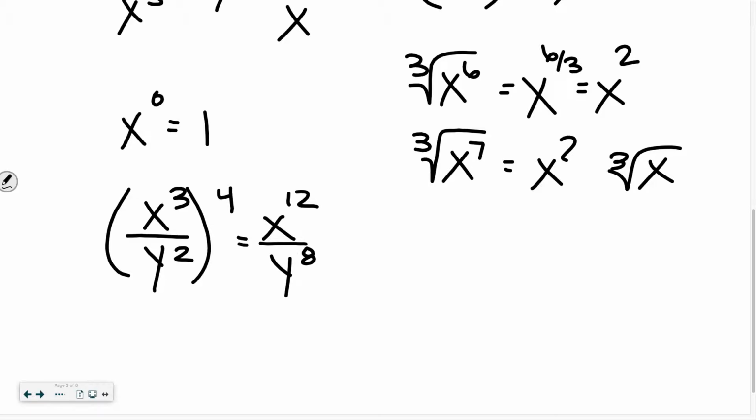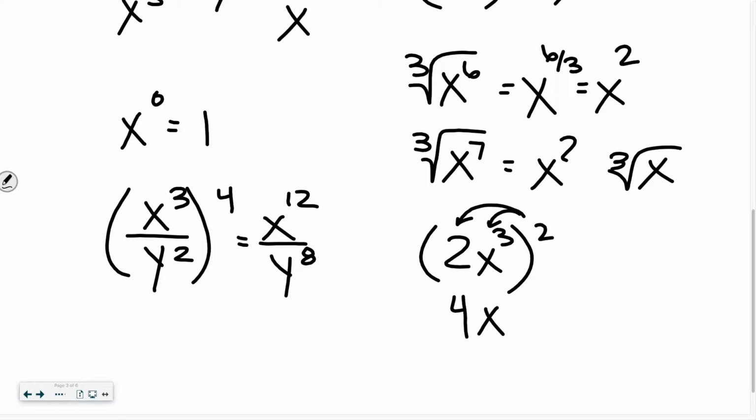And the same thing for something like 2x cubed. If I square that, we've done that before numerous times, like when we did binomial expansion with Pascal's triangle, this is like 2 squared and x cubed squared. So it's really 4x to the 6th. So those are all properties of exponents.